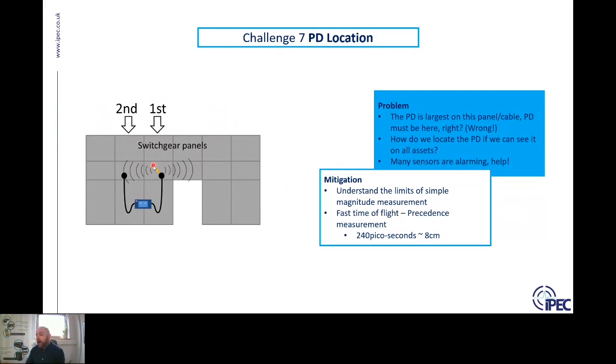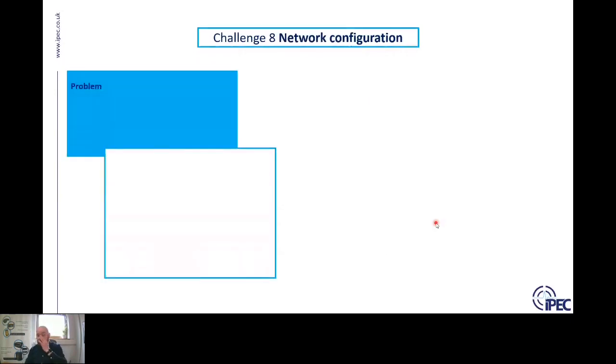And with a more accurate time of flight system, like the IPEC equipment, 240 picoseconds is the resolution, which works out at about 8 centimeters. So by doing that, you can narrow it down to a particular switchgear panel, and you can most likely narrow it down to a particular component as well, so that you narrow down your switching requirements for your final verification of PD location. And then finally, network configuration.